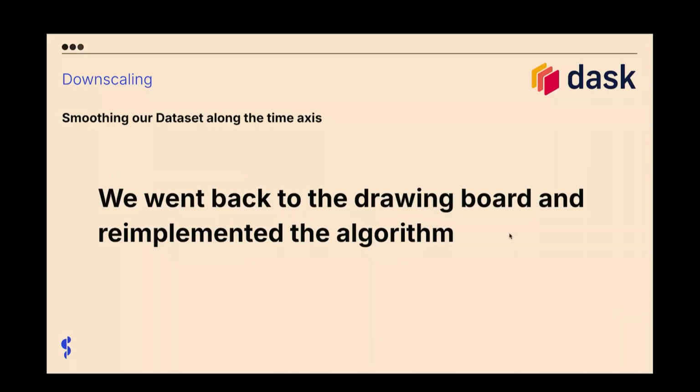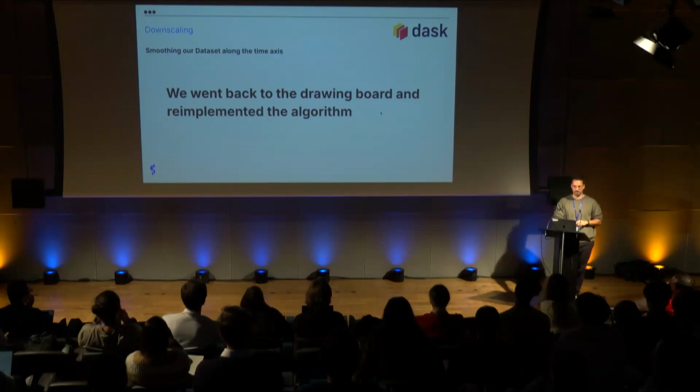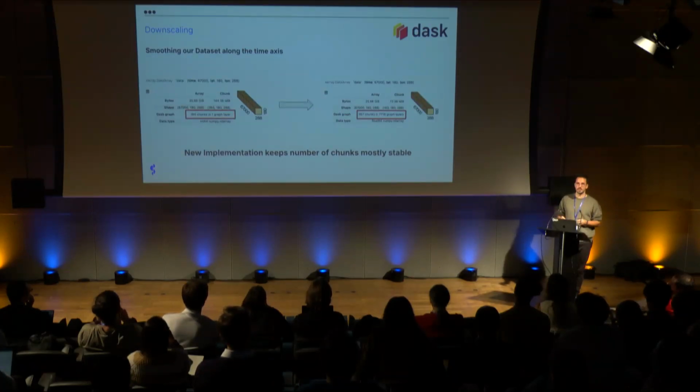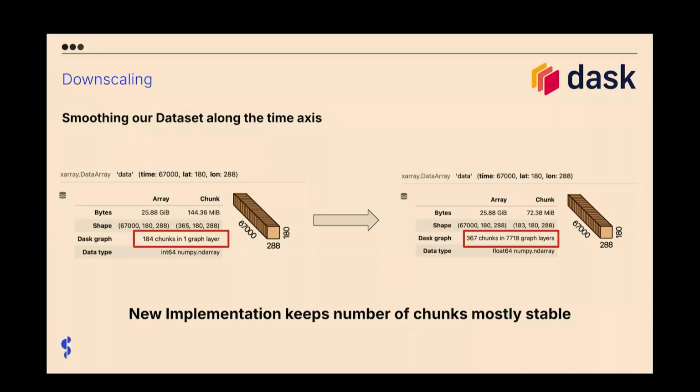So we went back to the drawing board. We re-implemented the algorithm, and essentially what we tried to do, and achieved, is roughly keeping the chunk sizes the same. We see this here. This started off with 180, 140 megabytes per chunk. Roughly doubled here because the chunks were a bit smaller, but this is much better than before.